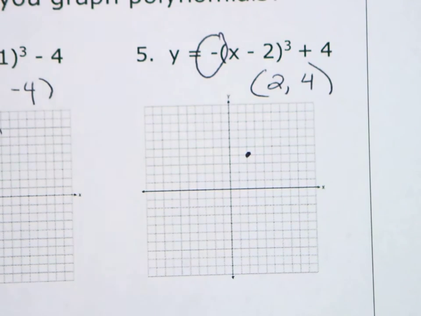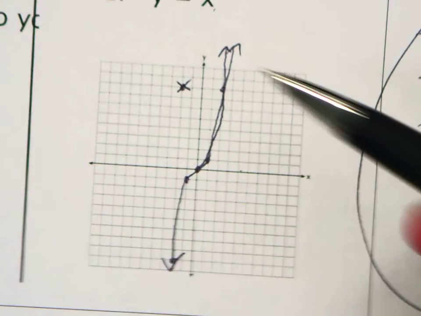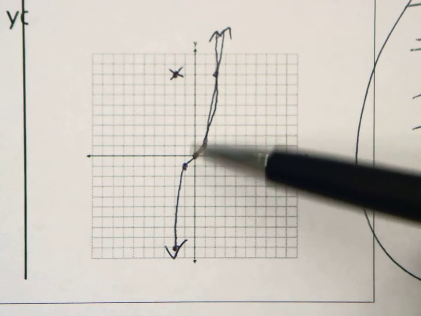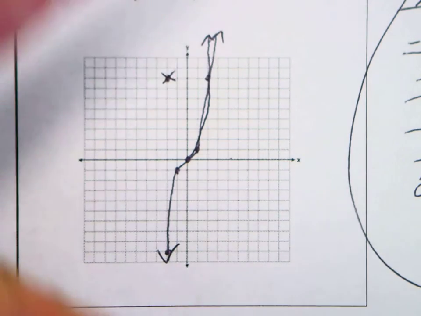Negative. So with a parabola, it flips it upside down. So what do you think this is going to look like flipped upside down? Yeah, instead of starting down and going up, we're going to start up and come down. So basically, imagine this thing is just flipped over. Okay?